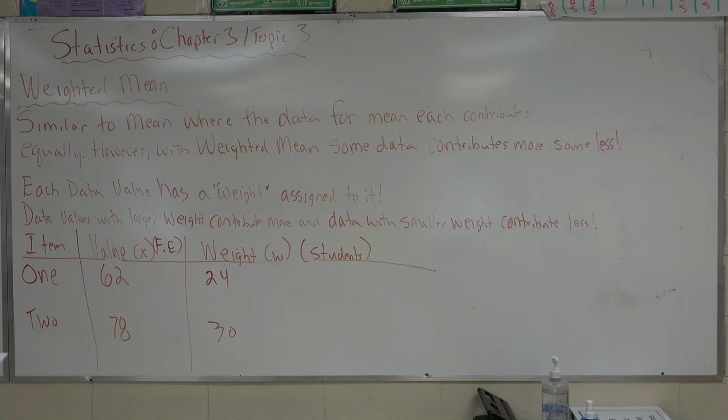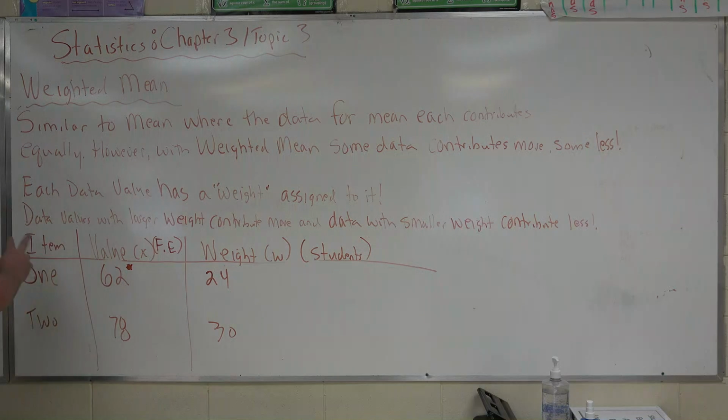Example number 2, weighted value. The teachers of 2 grade 12 English classes at FCI want to find the mean final exam score for both classes. The first class, which I've labeled on my chart as item 1, has 24 students, and its mean score for the final exam was 62%. The second class, labeled 2, had a population of 30 students and a final exam score of 78.